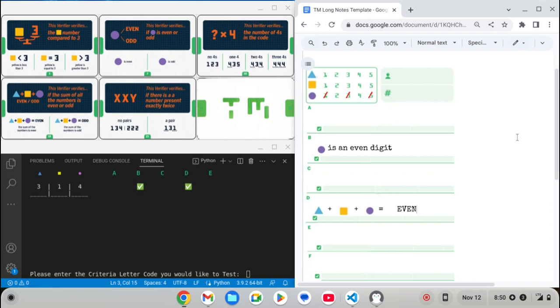Let's see. And again, I go back to the fact that we do have criteria card C, letting us know how many 4s there are. Could we have the same?